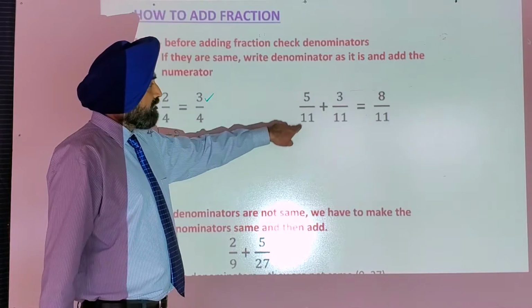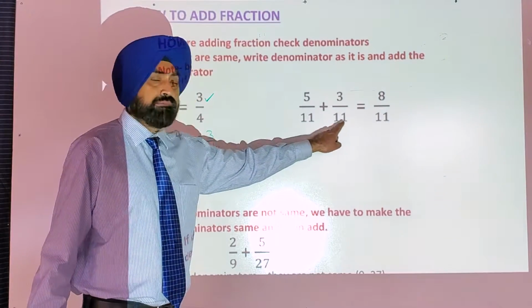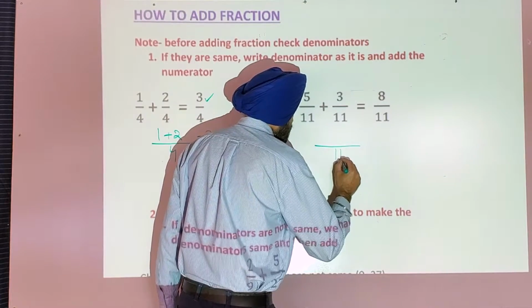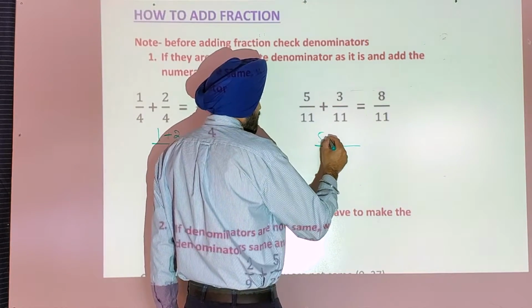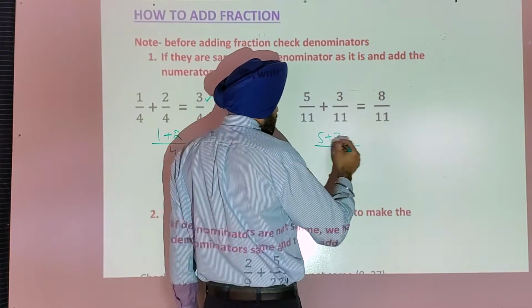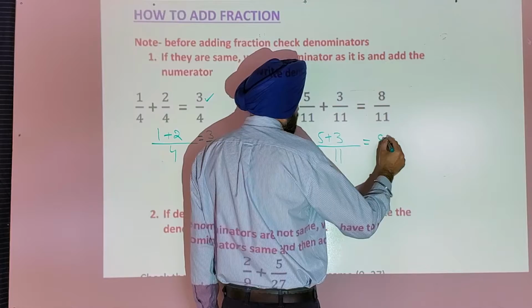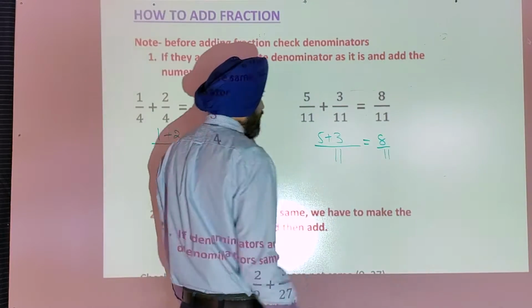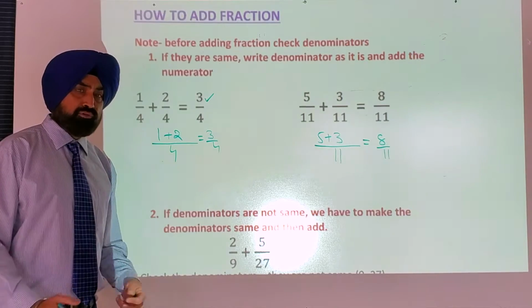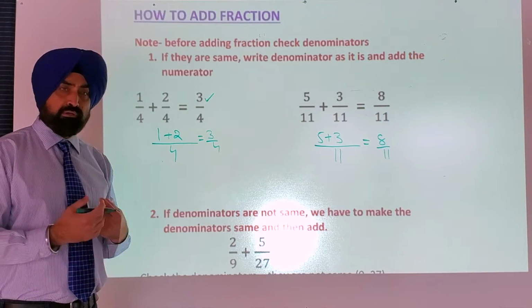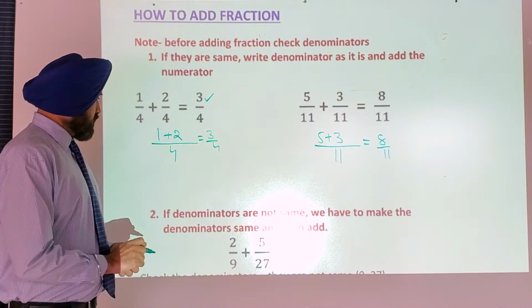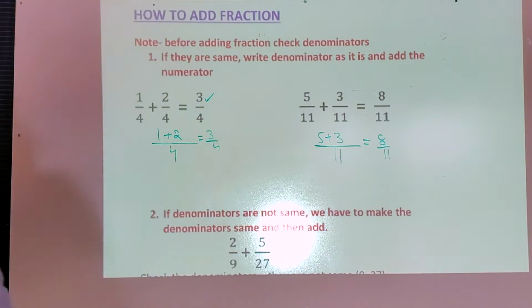Here, 5 over 11 plus 3 over 11. Both denominators are the same, so write the denominator as it is and then add the numerators, or add the top numbers. So 5 plus 3 is 8, 8 over 11. And after doing this, check if it is possible to reduce, because most teachers want you to reduce it. It should be the minimum number. So this is how we add if the denominators are the same.